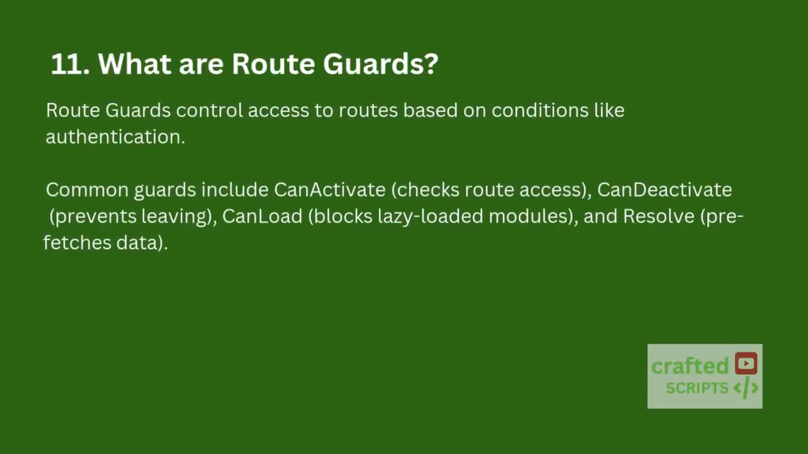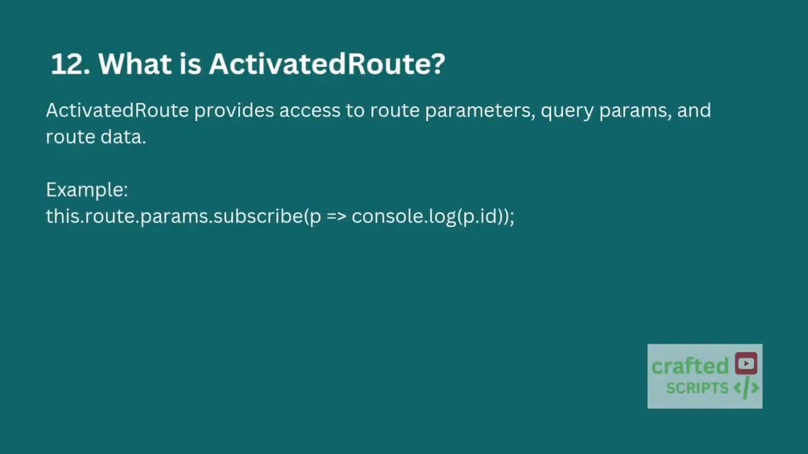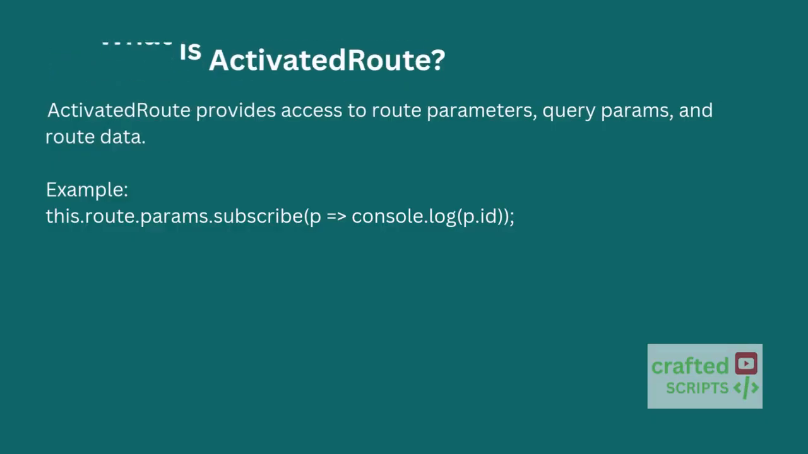Question number 11. What are route guards? Route guards control access to routes based on conditions like authentication. Common guards include canActivate, which checks route access, canDeactivate, which prevents leaving, canLoad, which blocks lazy loaded modules, and resolve, which prefetches data. Question number 12. What is ActivatedRoute? ActivatedRoute provides access to route parameters, query params, and route data. Example, here, we subscribe to the route parameters using ActivatedRoute, and then access the ID parameter from the URL.